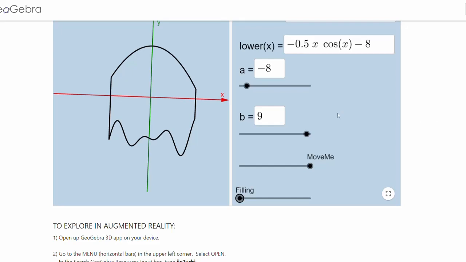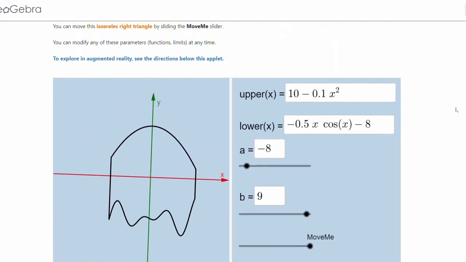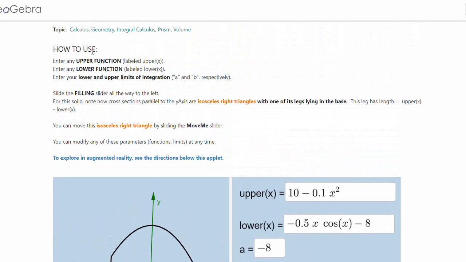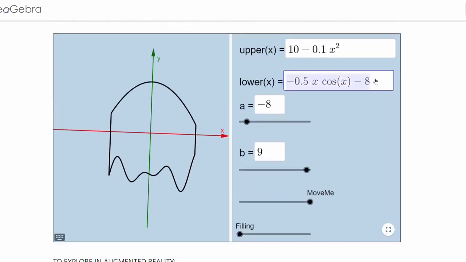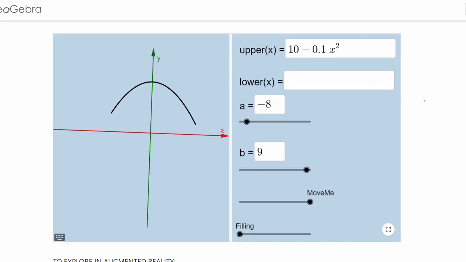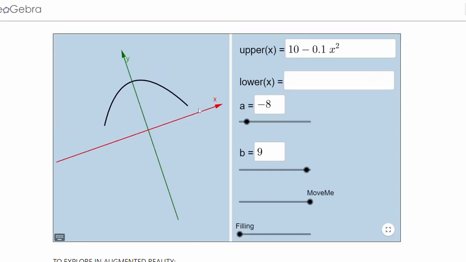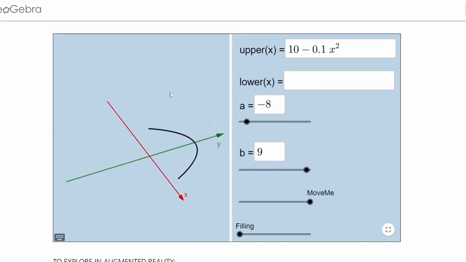All right, we're going to be talking about volumes with known cross sections. So I'm in a GeoGebra page here, and let me show you what I'm looking at. What we have at the start is two different functions. Let me get rid of one of them. This is a part of a parabola, and this is actually a 3D grid here.